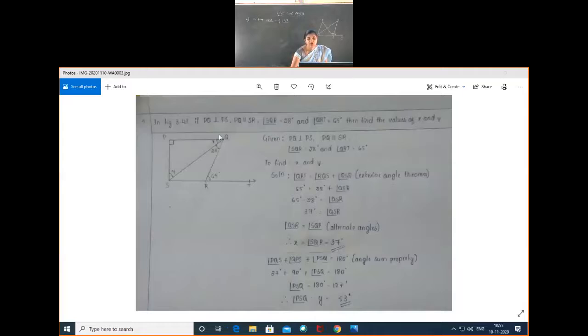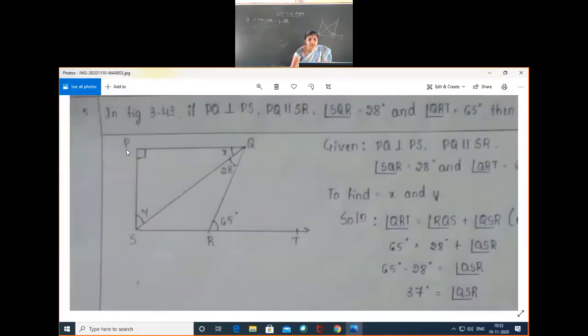In the figure, the figure is already given. You just observe this figure. This PQ line is perpendicular to PS line, in the sense this angle is 90 degrees. Then one more condition is given, that PQ line is parallel to SR line.